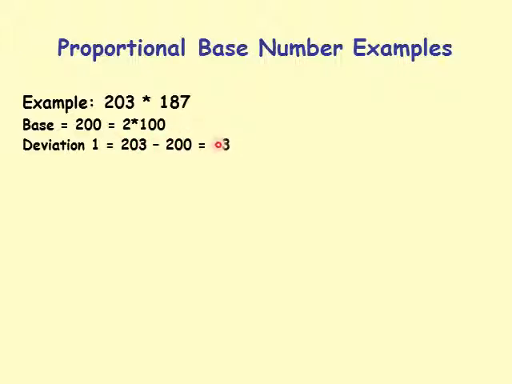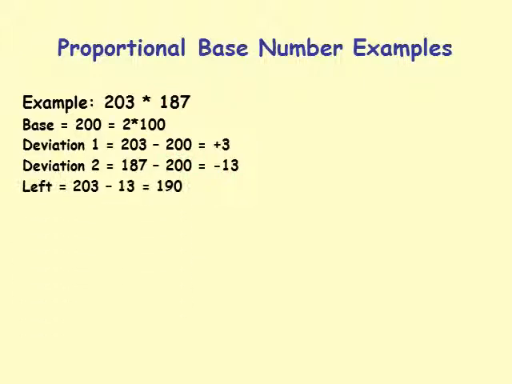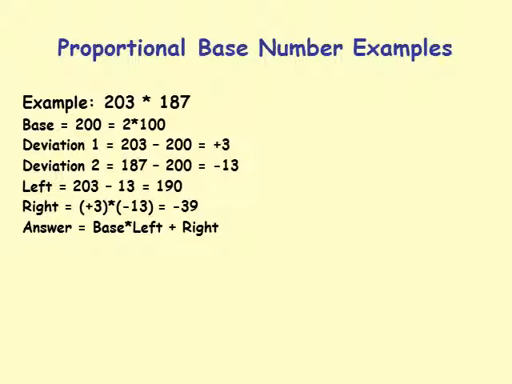Next, deviation 1: 203 minus 200 is plus 3. With deviation 2, 187 minus 200 is minus 13. We're going to cross apply the first number with the second deviation, and the operation is negative. 203 minus 13 is 190. On the right, 3 times minus 13 is minus 39.